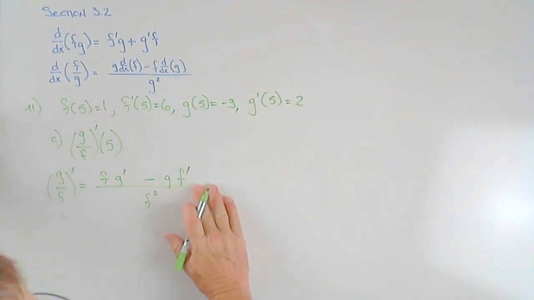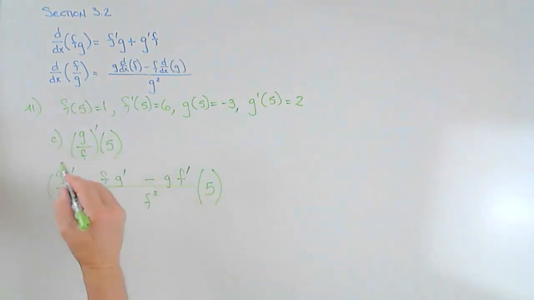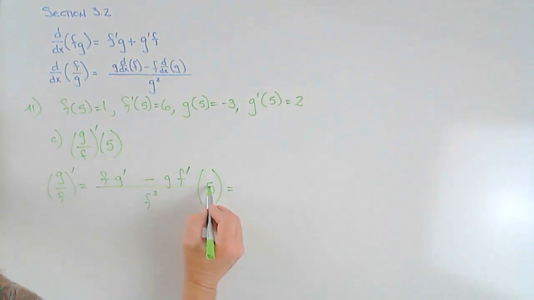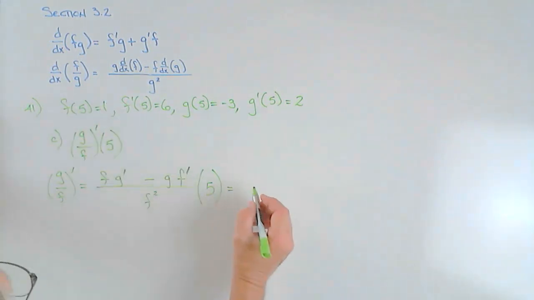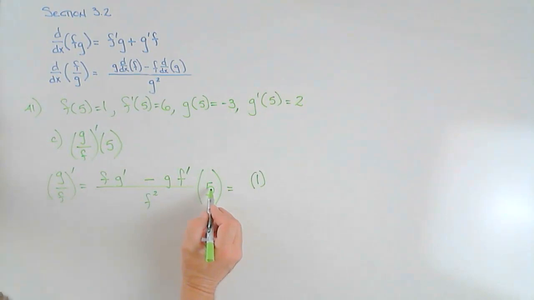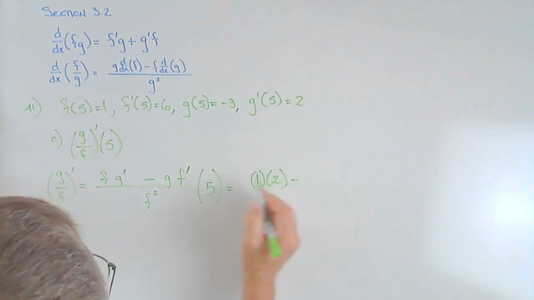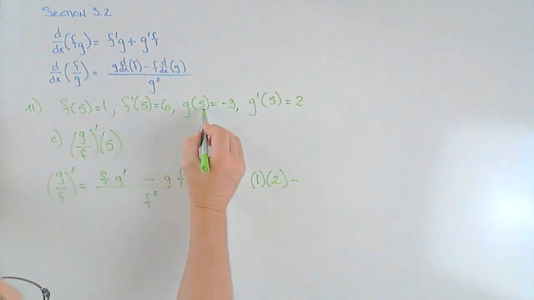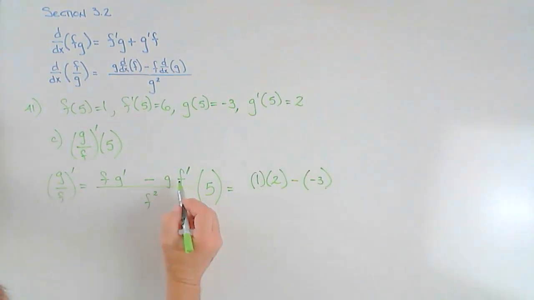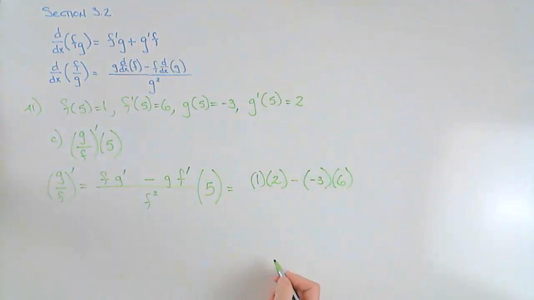Now they want us to evaluate this at 5. That's not times 5, right? That's a function. That's at 5. Well, we know F at 5. It's given to us right here. F at 5 is 1. G prime at 5 is 2. So that goes there. Minus G at 5 is -3. So we plug that in. F prime at 5 is 6. So we plug that in.